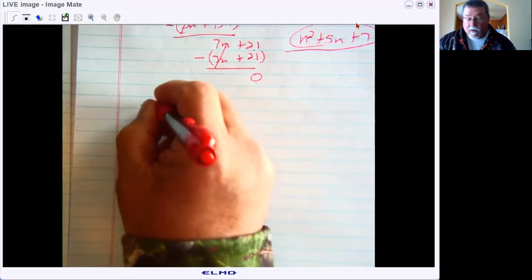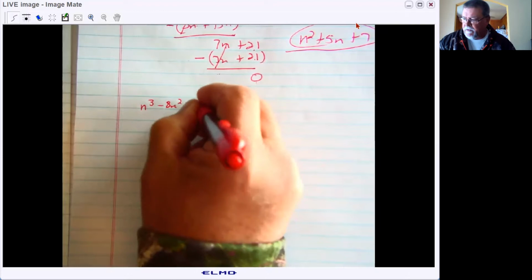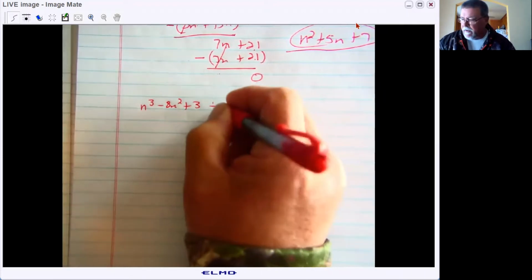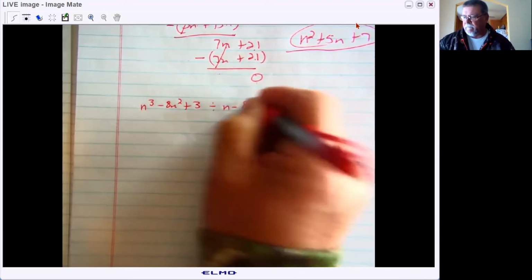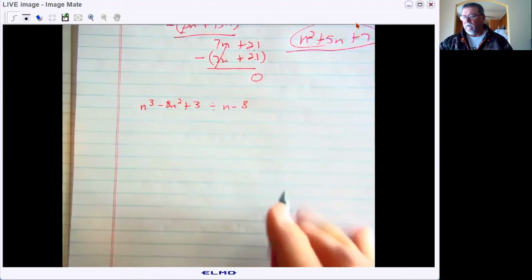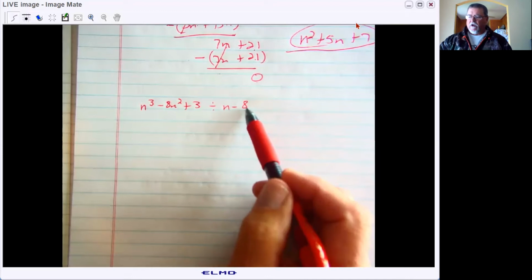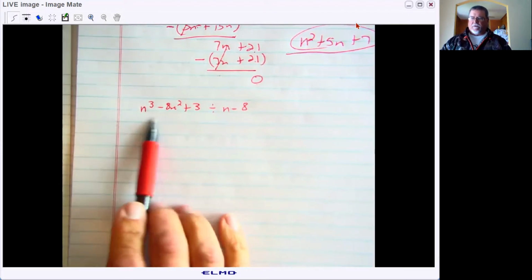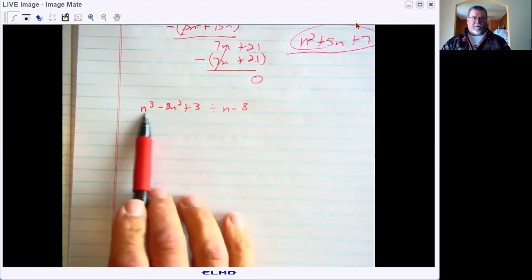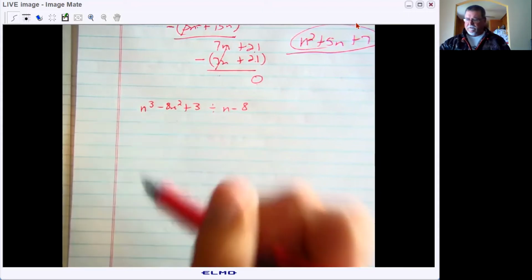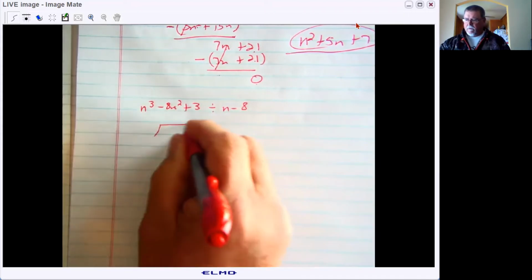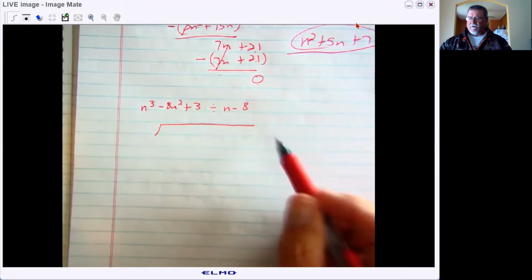n cubed minus 8n squared plus 3, and that is divided by n minus 8. Okay? The n minus 8 is our divisor. Now let's look at our dividend. What's going to go underneath the box, right? We're going to make a division box right here.